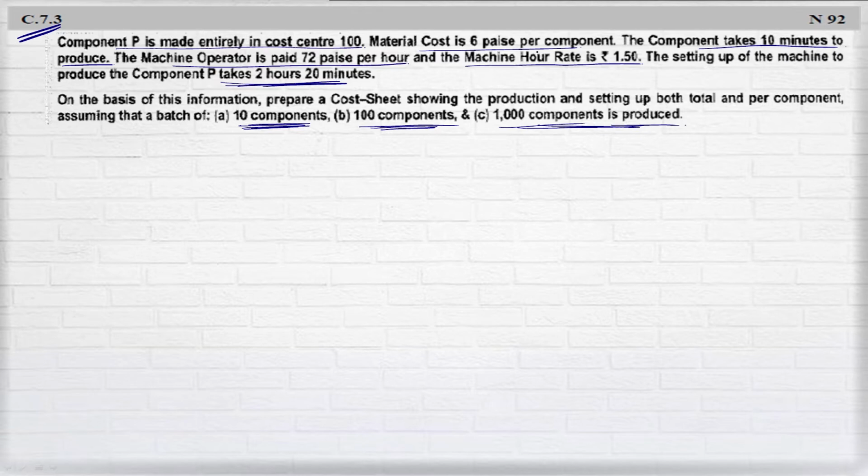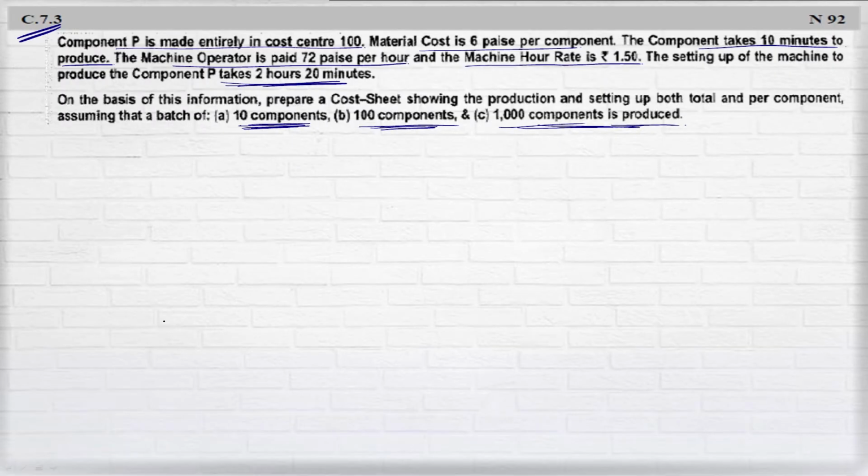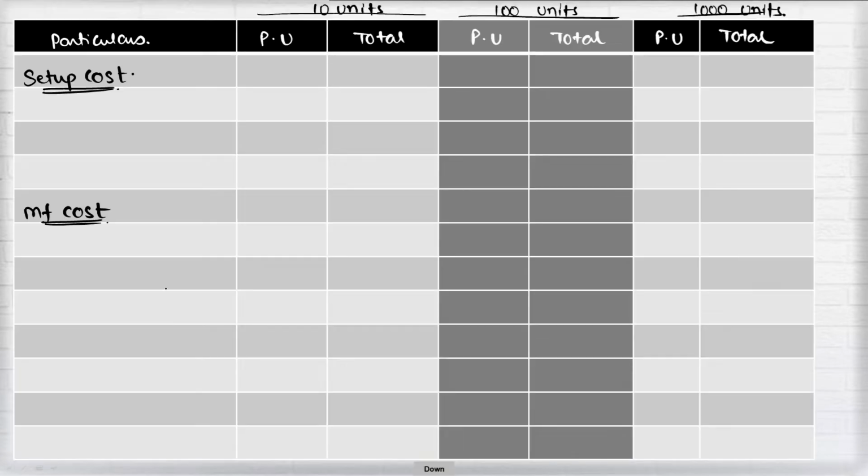The material cost is 6 paisa per component. So what will come in manufacturing cost? It is not a setup cost, right? So material cost per component is 0.06 rupees. It is 6 paisa. And for 10 units, it will be 0.6 rupees. That is 0.06 multiplied by 10.